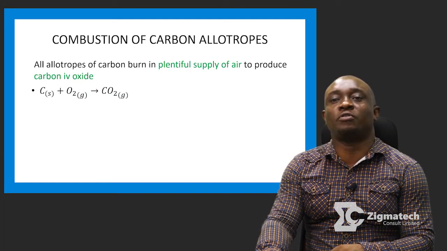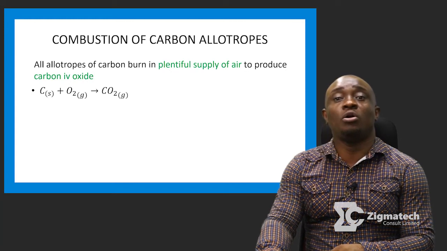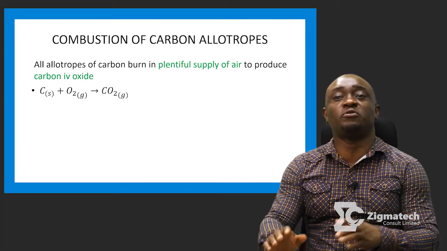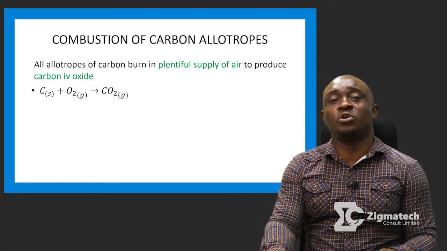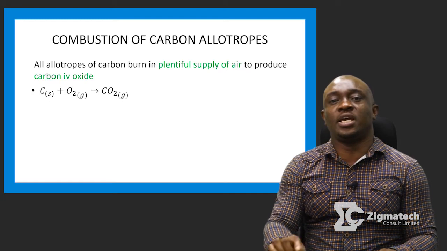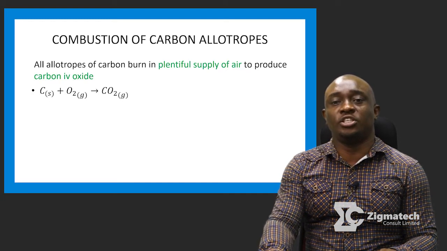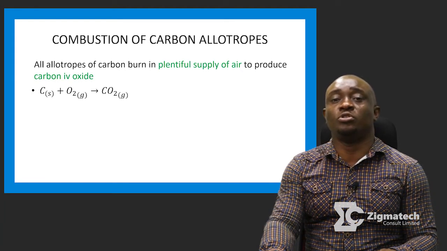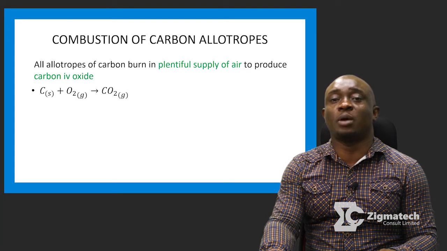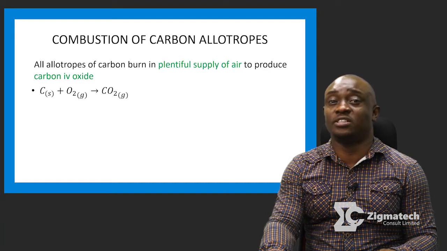Then combustion of carbon allotropes. Number 1, allotropes of carbon burn in a plentiful supply of air to produce carbon(IV) oxide. From the equation, you can see carbon solid. The (s) you see in brackets is solid. Then the (g) you see in brackets for oxygen is gas. So solid is reacting with what? Gas. We call it combustion, to produce carbon(IV) oxide. And this carbon(IV) oxide is a product of complete combustion. So this is a typical example of a balanced equation of the complete combustion of carbon.